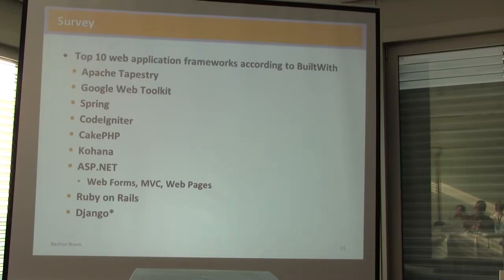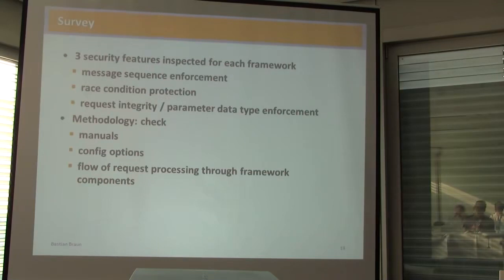So what we then did is we wanted to check 3 security features with respect to the attacks that I described earlier. The one is, how far do these frameworks offer support to control the message sequence flow? So that, for example, no item may be added to the shopping cart after checkout. The race condition protection, which makes sure that sensitive requests are processed not in parallel, but sequentially.